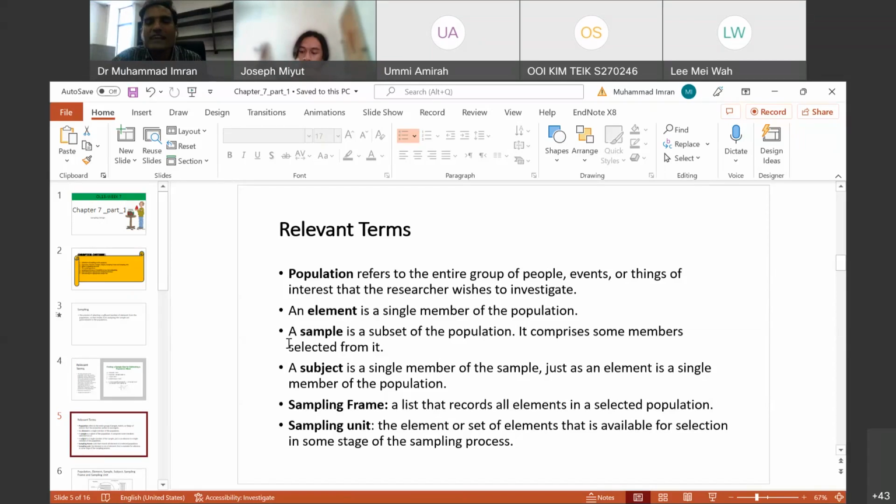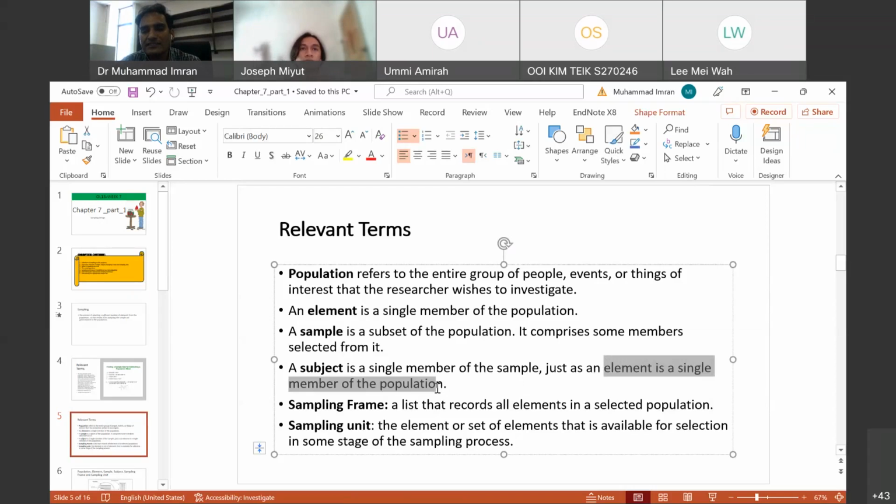Another one is the subject. The subject is a single member of the sample, just as an element is a single member of the population. Element means a single member of the whole population, and a single member of the sample is called a subject. And then the sampling frame.